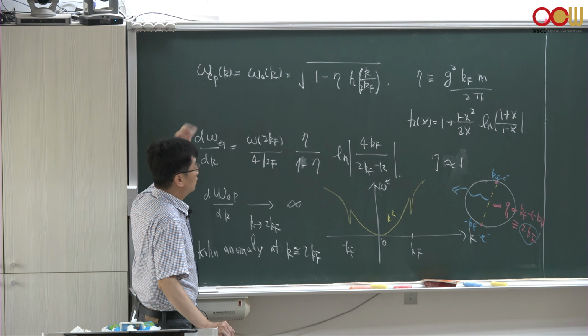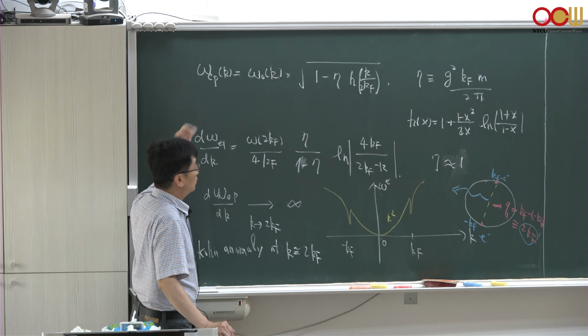Because of the same physics, the same thing occurs if you examine the electron dispersion. So the same divergence occurs both in the electron dispersion and in the phonon band. In other words, when k goes to 2kF, you get a very singular, sharp slope change in both spectra. And this is what we call the Kohn anomaly, which was first discussed by Kohn a long time ago.